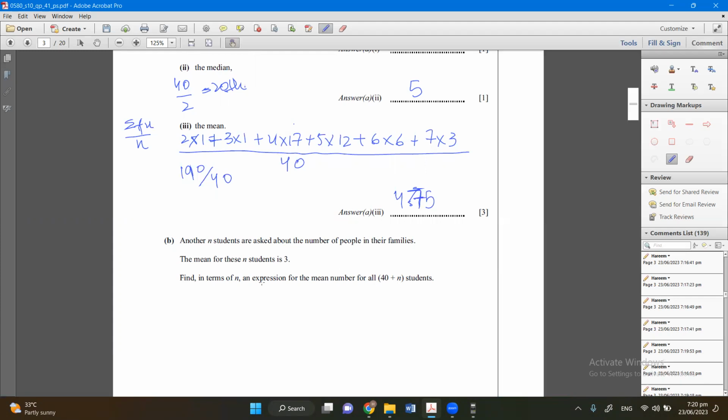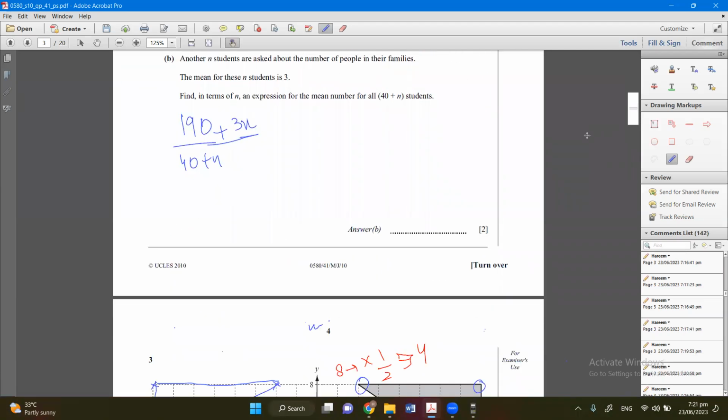So they are saying what? We have to find the expression of the mean for 40 plus n students. Earlier, what we had for the mean was 190. The total now is 40 plus n. But here there will be one more thing: they are saying that the mean is 3, so it would be 3n. So the exact expression of this will be 3n. I have to multiply n by 3 over here.